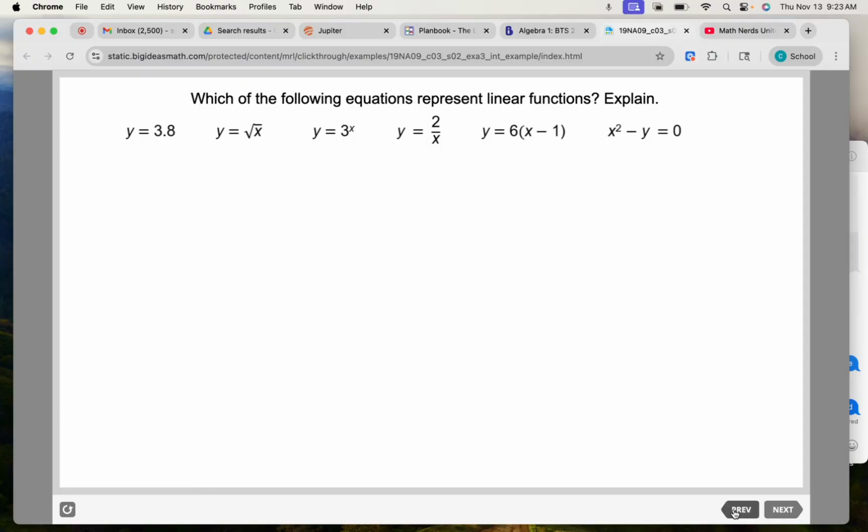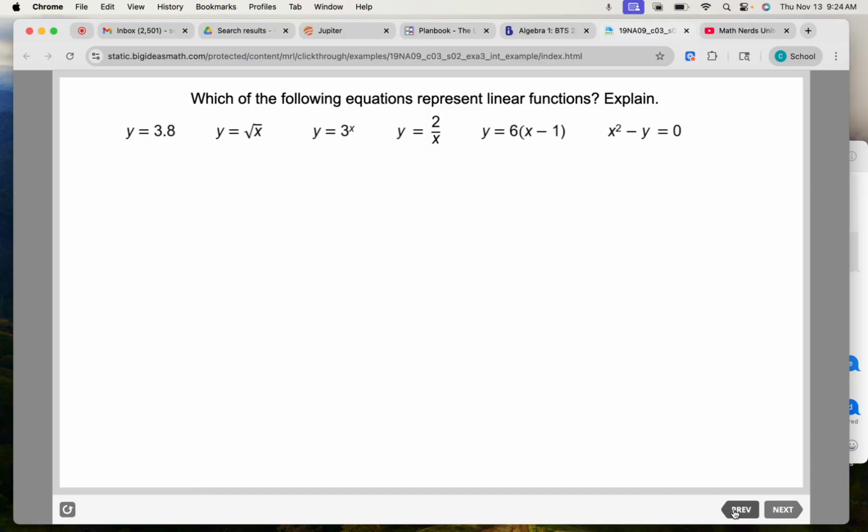All right, now we have y equals 6, open parentheses, x minus 1. Can I rewrite this one into our linear equation? Yes. We just distribute, right? So now it's in slope-intercept form. So that one is a linear function.